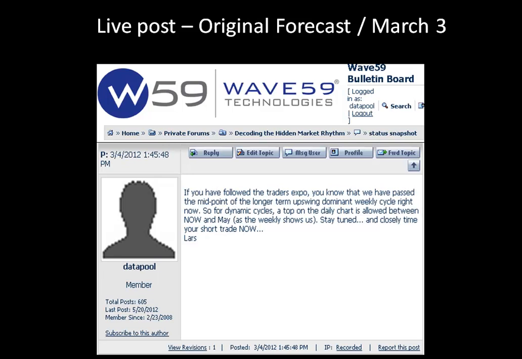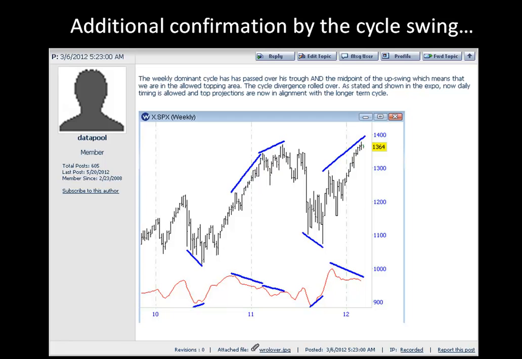I just wanted to make it available for the cycles customers who were highly waiting for the top since January. And now in March we knew from the weekly chart where to look out for the top projection. Just 2 days later, I posted an additional confirmation based on the cycle swing indicator, and here even the weekly showed us that we have a big divergence now on the chart.